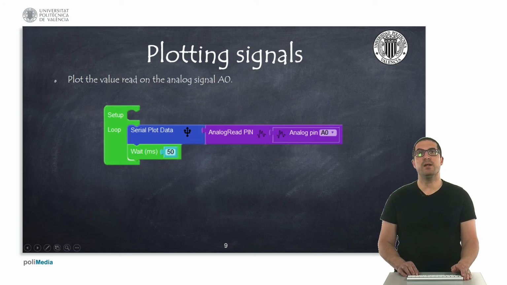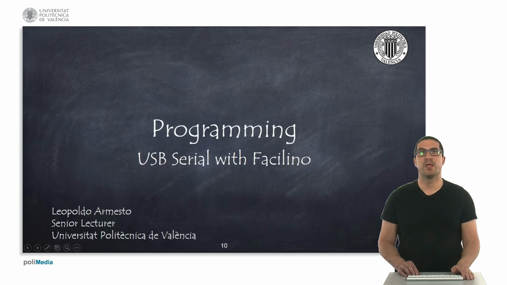And finally here, we're reading the value from the potentiometer, which is analog input 0, and this value is sent back to the PC using the serial plot data instruction. With the corresponding utility in Facilino we will see it plotting the variable as we modify the potentiometer.